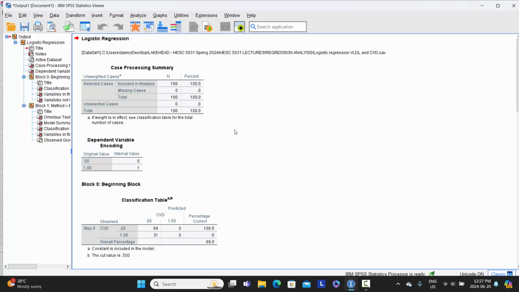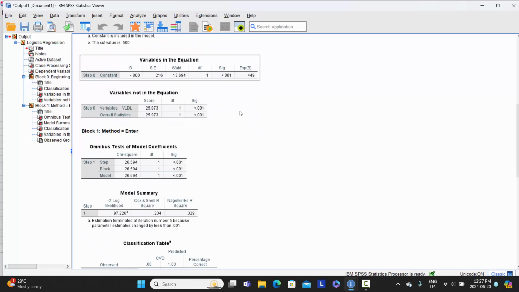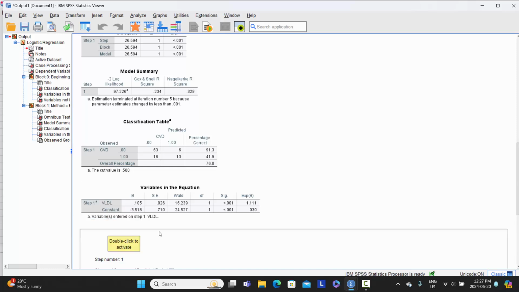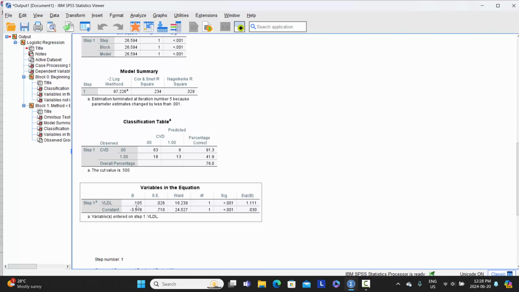And we have the output here that summarizes our data. Once again, here we have our sample size of 100. I'm going to come all the way to the bottom here, and I'm looking for the variables in the equation that includes VLDL and the constant. You can see here we have, as indicated by SPSS under B, the two coefficients. The 0.105 is the coefficient associated with the independent variable or the predictor of VLDL, while the other value of negative 3.518 is what we've termed the y-intercept, the lone standing coefficient.